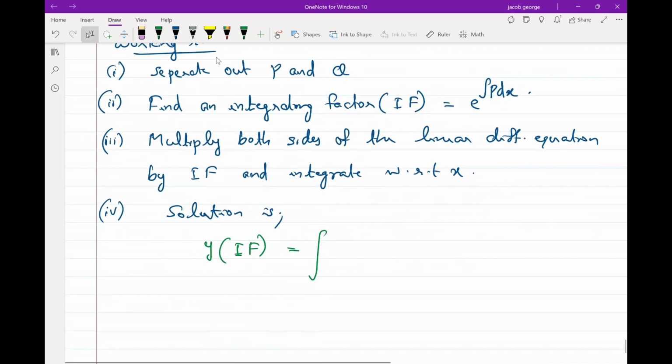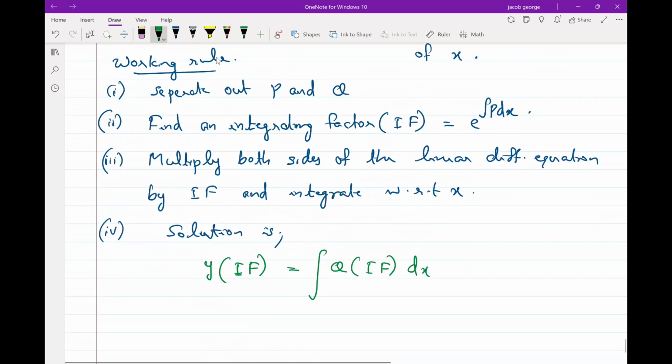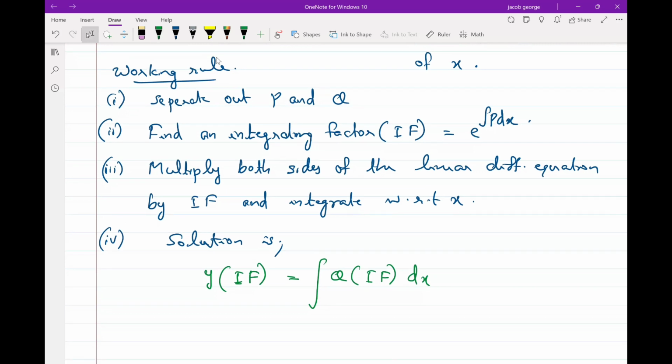So it will be like this: Q into integrating factor, and you do the integral with respect to x, because Q is a function of x or a constant. So Q into IF into dx, that is the right-hand side. When you do this, you will easily get the solution. The left-hand side solution you have to learn by heart: y into integrating factor. But on the right-hand side, we multiply and do the integral. We get this as a result of multiplying the left-hand side too, but those detailed steps we don't have to write. So please go through that.